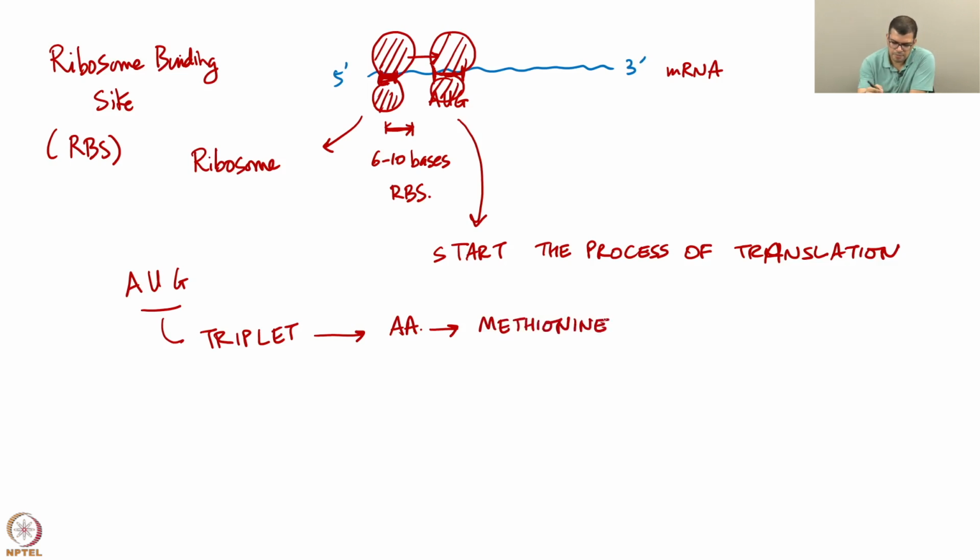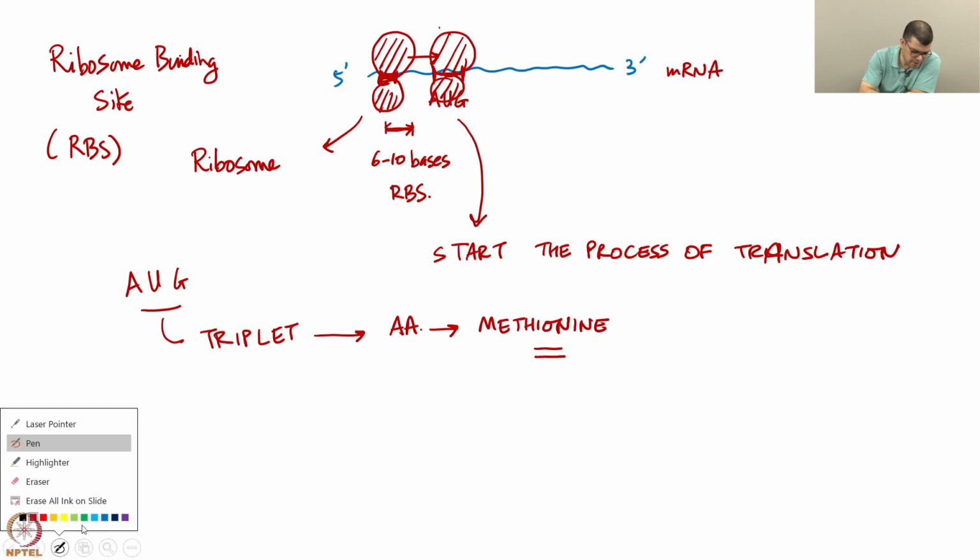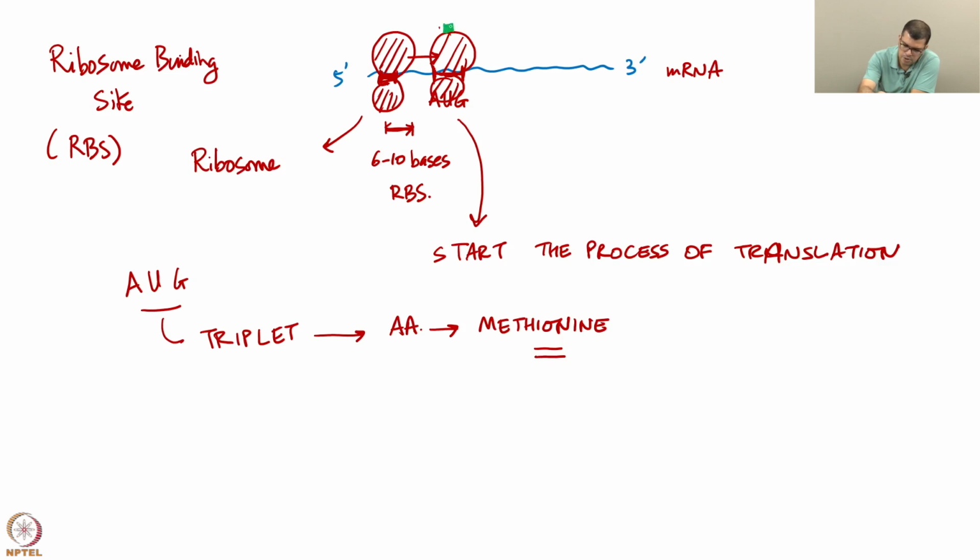So, when this ribosome reads this AUG for the first time after starting from the ribosome binding site, that is a signal for the ribosome to begin the process of translation, and the first step in that process is to get the methionine amino acid corresponding to AUG. It is the first amino acid that is assembled in the growing chain of this amino acid chain that is going to be built.